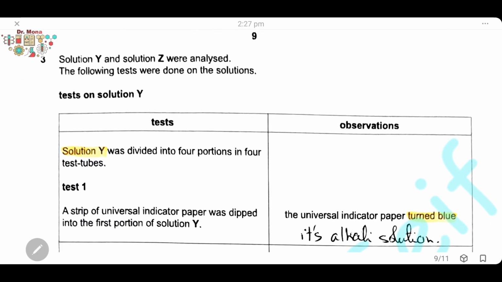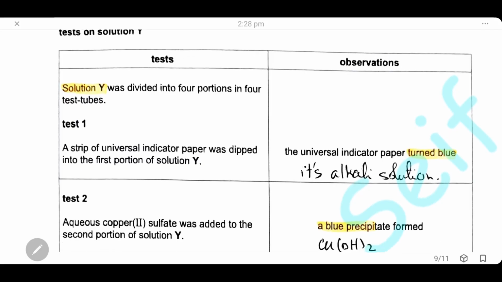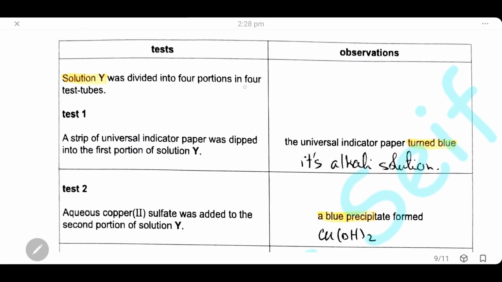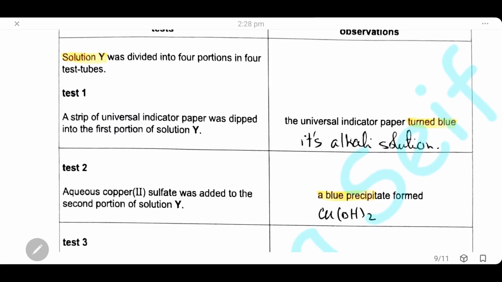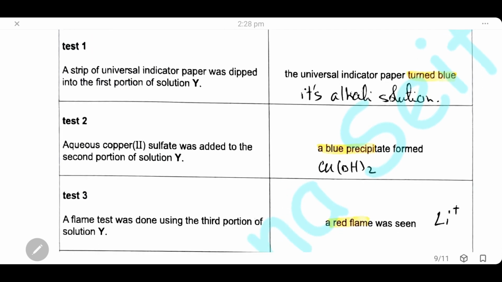Question 3. Solution Y and solution Z were analyzed. The following tests were done on the solution. First, tests on solution Y. Solution Y was divided into 4 portions in 4 test tubes. On the first one, a strip of universal indicator paper was dipped into the first portion of solution Y, and the universal indicator paper turns blue. So here we have an alkaline solution.